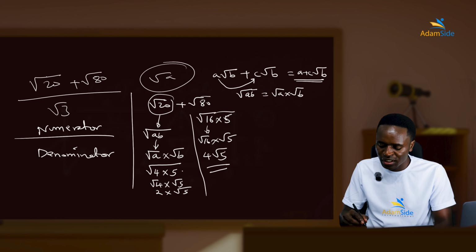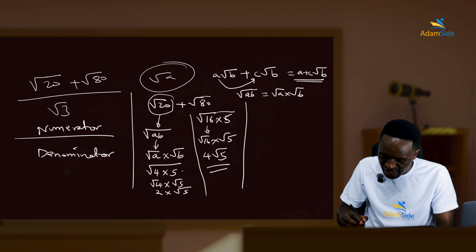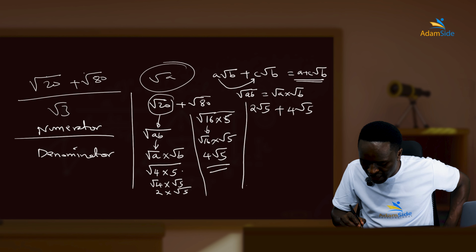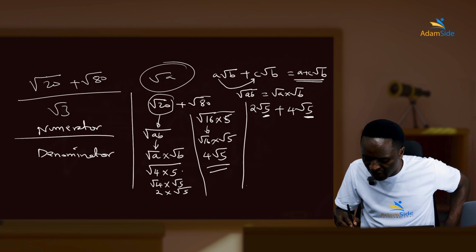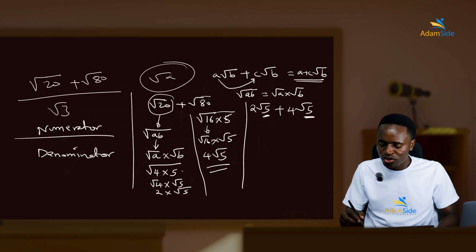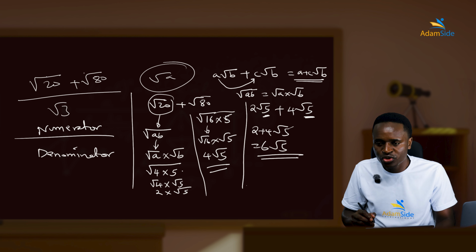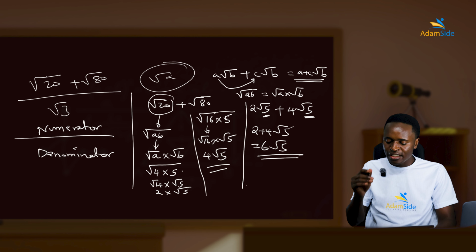Now, after getting the two, we can add. Square root 20 is the same as 2 root 5, plus square root 80, which is the same as 4 root 5. Now you can see we have a common number inside the root. In addition, we only add coefficients. So 2 plus 4, root 5. Our answer will be 6 root 5. This is what we have gotten in the numerator.